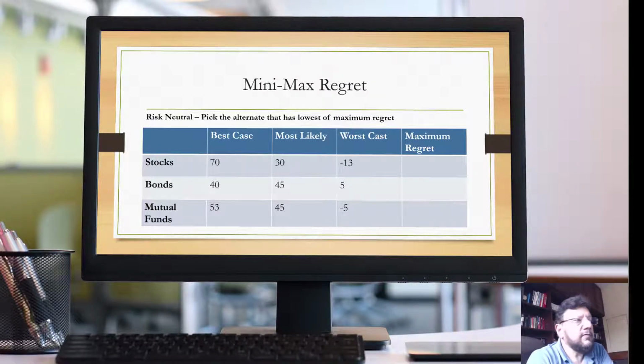Now, another type of decision that you could take is called minimum regret. So a regret is going to happen, let's say, if you were in a best case market and you had ended up investing in stocks, your return would be 70. So you'd be very happy. But what if you had invested into bonds? If you had invested into bonds, you would have made 30 less than the person that invested in stocks. So you have a regret. You say, well, I wish I'd done stocks. I could have made $30 extra. So you calculate the regret.